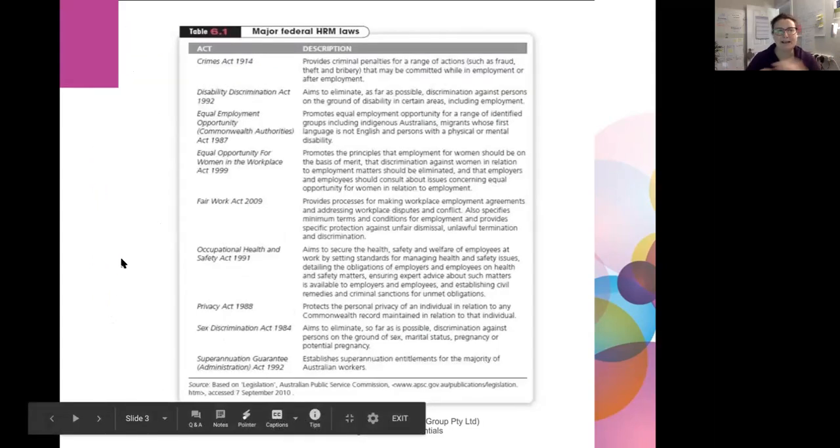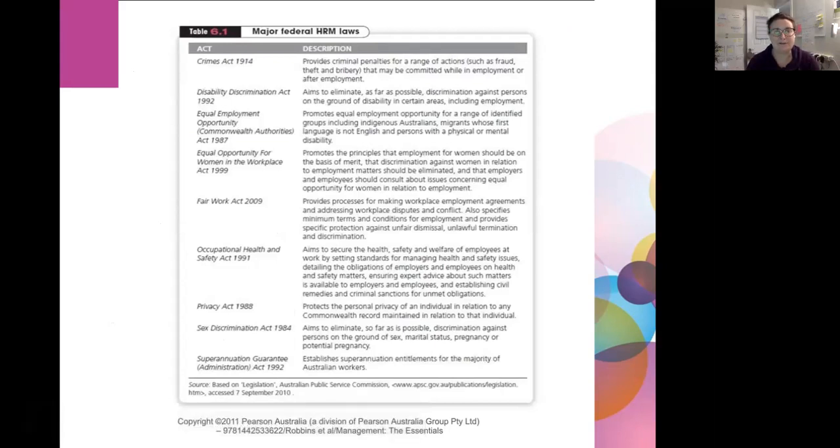So the book provides us with this list of particular laws that are related to the area of human resource management. And some of these laws are designed more to protect employees and the actions of employees within the organisation, and also to protect the organisation against some of the acts of employees. So for example, we can see here with the Crimes Act that this gives us the ability, if we've got employees that are committing fraud or stealing from the organisation, that they can be charged during or after employment.